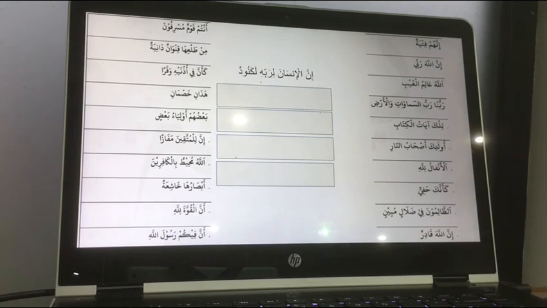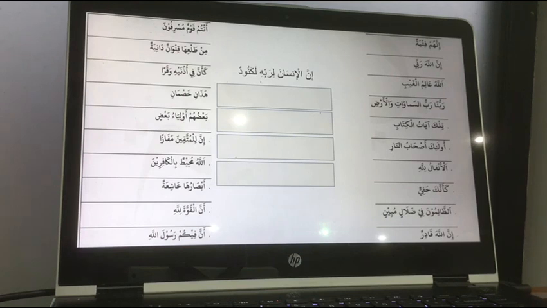Innal insana li rabbihi lakanud. Surah Adiyat, right? Good. Let's see who can do that for me. Inna with a noon and an alif means definitely we, but this is just a normal inna. Inna means certainly. Innal insana means certainly human. Insan means human.